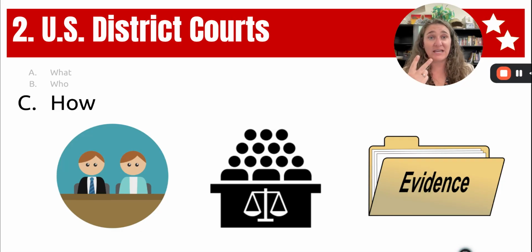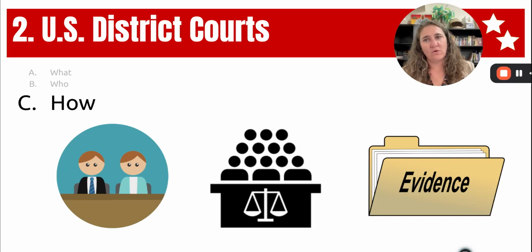There are 2 different types of cases that they hear. There's a criminal case, where somebody has broken a federal law and they've been arrested by federal law enforcement and brought before a district court. Or it can be a civil case. A civil case is where a person is suing the government or an agent of the government because that person or the government agency has violated their constitutional rights.